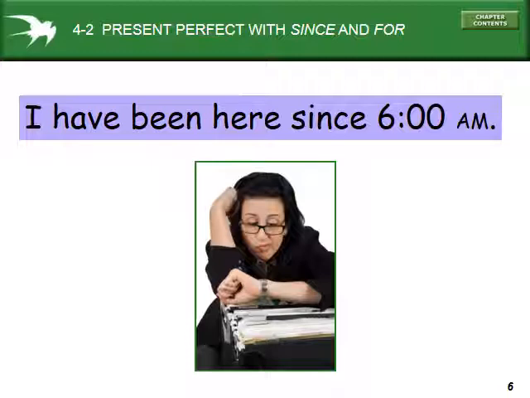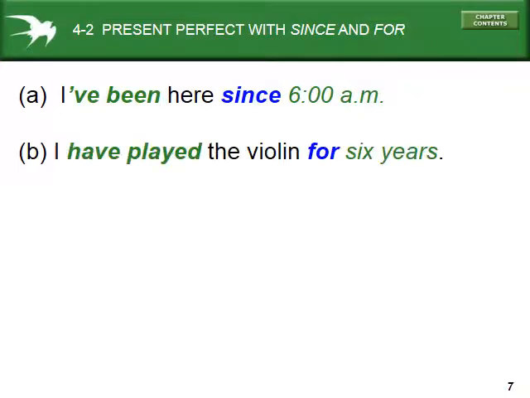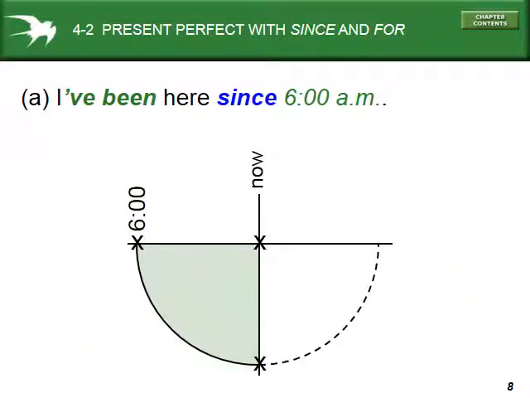So let's talk about using the present perfect with since and for. So I've been here since 6 a.m. I've played the violin for 6 years. So the present perfect is often used with since and for, and the meaning of it is that we're focusing on the duration of an activity that began in the past and has continued up until the present.